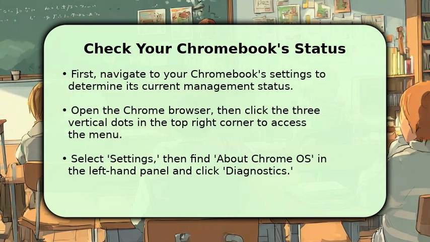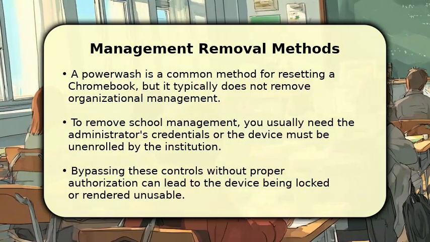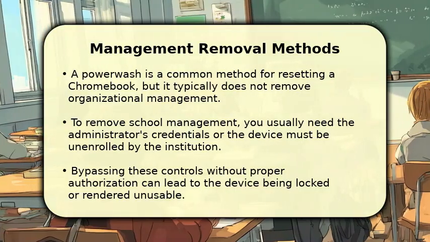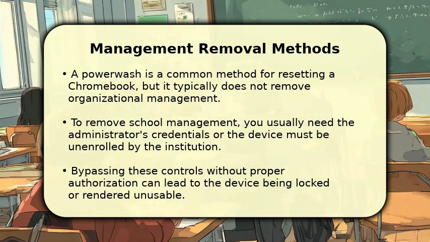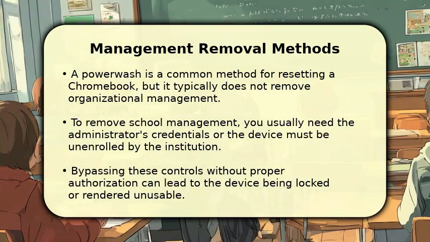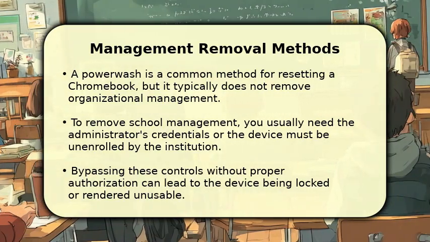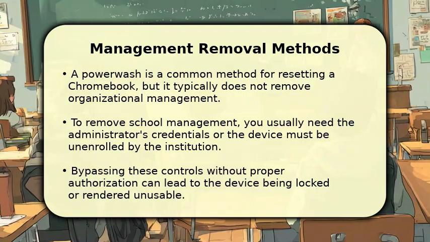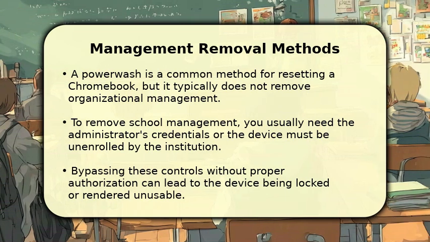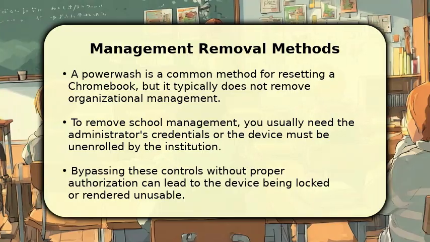the controlling entity. While a power wash can reset your Chromebook to its factory settings, it generally does not remove school or organizational management. This level of control is tied to the device's hardware and requires specific administrative action. True management removal often necessitates credentials from the controlling organization or for them to officially unenroll the device from their system. Attempting to force removal can have negative consequences, potentially locking the device permanently from future use or updates. Always seek official channels first.